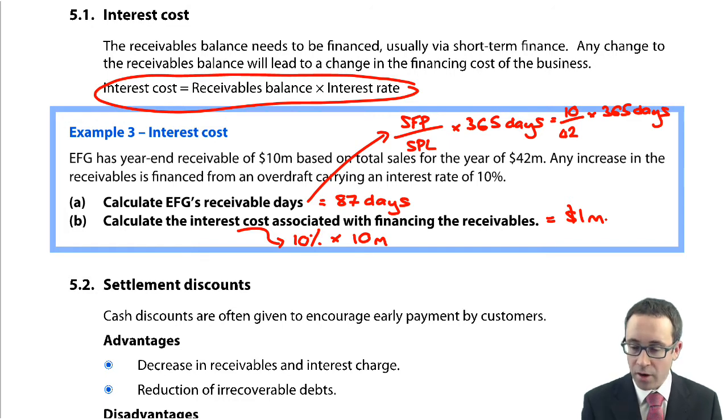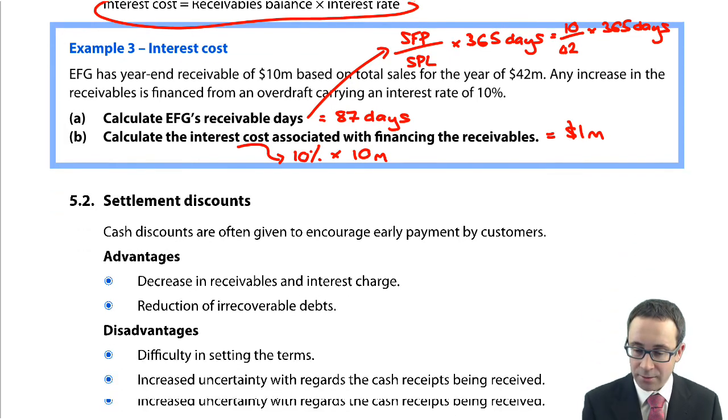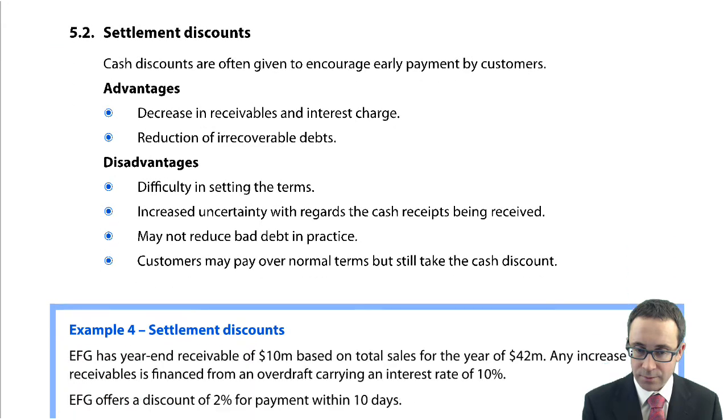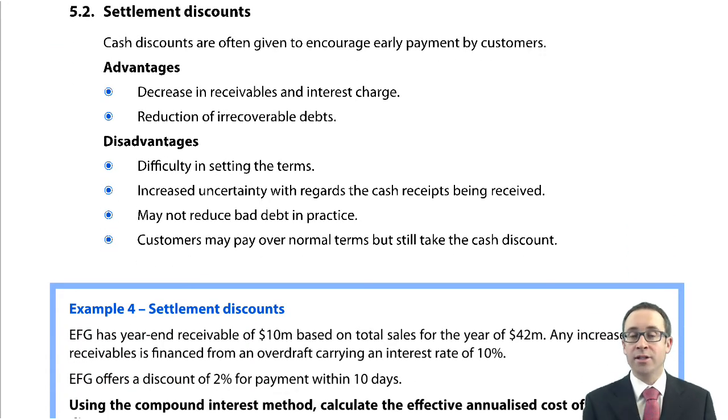So with regards to your settlement discounts, they are given to encourage early payment. I think we've mentioned that already. The advantages, which again I think we've spoken about, are that it decreases the receivables and therefore will also decrease the interest charge. And also, because it encourages earlier payments, it reduces the level of irrecoverable debts. The disadvantages: it could be difficult in terms of setting the terms. What percentage do you offer?